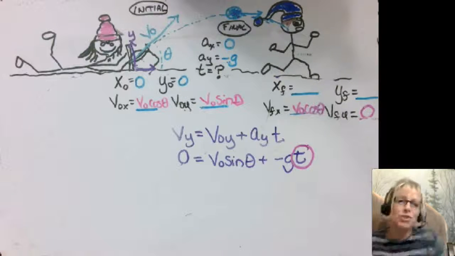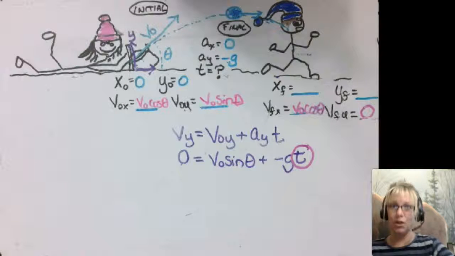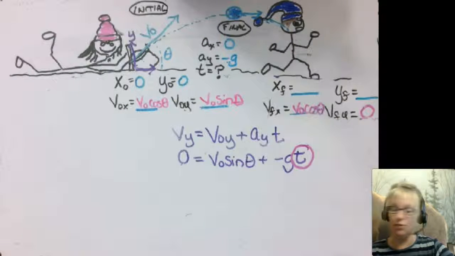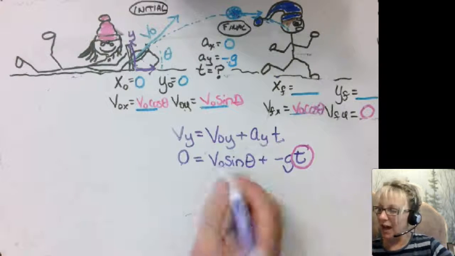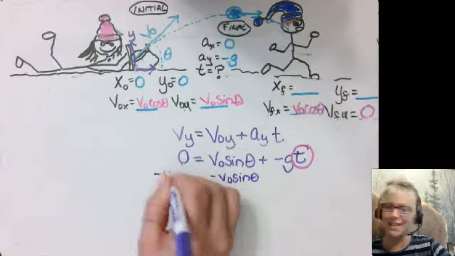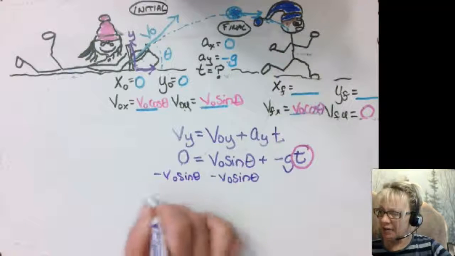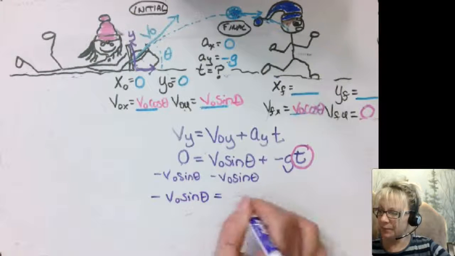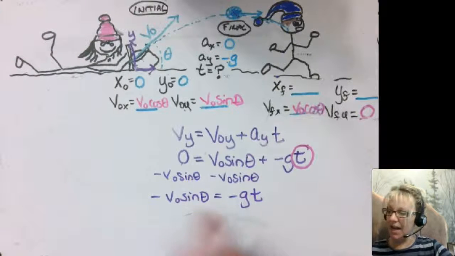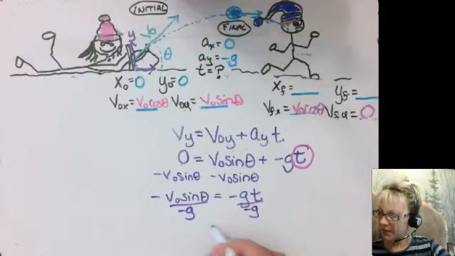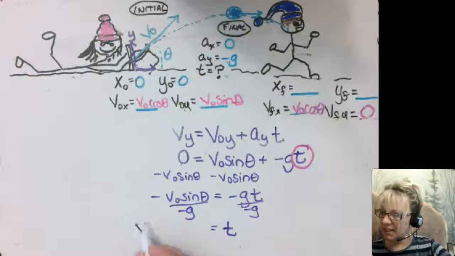The system works for anything. So even if you're doing a different problem, you can use this video. If I want to get t alone, now this is algebra. I'm going to subtract v naught sine theta. Doesn't matter what this is. Don't get scared because it's variables. I subtract this from both sides. You treat them just like you would numbers. Right now, t is being multiplied by negative g, so I'm going to divide both sides by negative g. And I find out that t is equal to v naught sine theta over g.